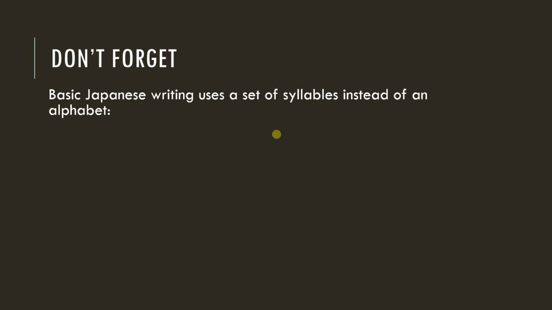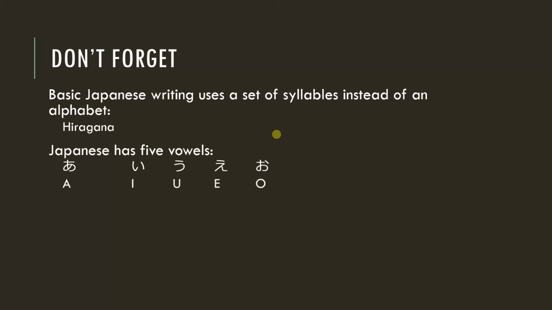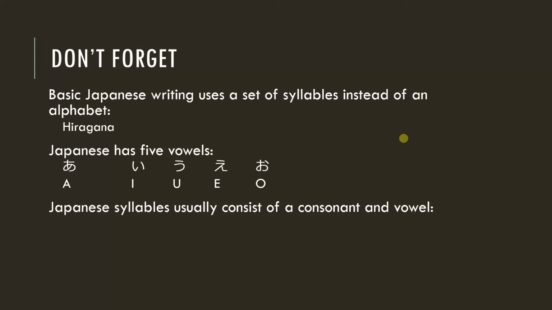Okay, now we're winding down the video, so don't forget that basic Japanese writing uses a set of syllables instead of an alphabet. Unlike German and unlike Spanish, which use characters for their alphabet that come from Greek and Latin, Japanese uses hiragana as its basic system for writing. Hiragana represents syllables. The next thing to remember is that Japanese has 5 vowels. Those are a, i, u, e, o.